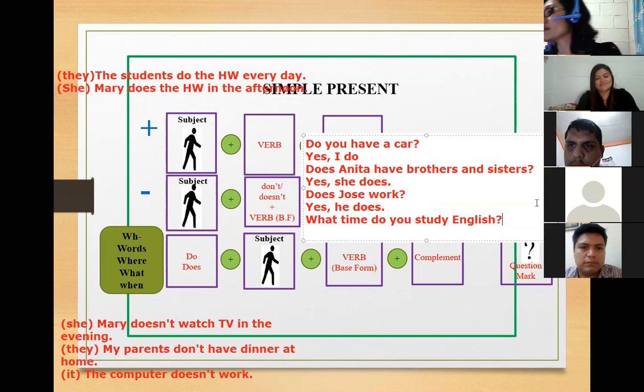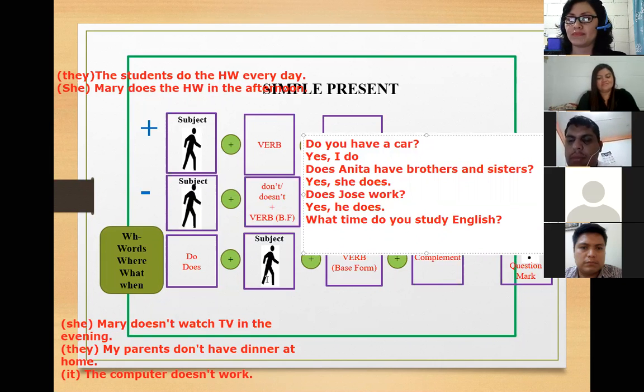Let me see Dania Bolaños. Dania? Dania Bolaños? Hello, Dania. Are you here? No, tiene pánico escénico. Very good. Veamos, Lisbeth, are you here? Lisbeth Alvarado?